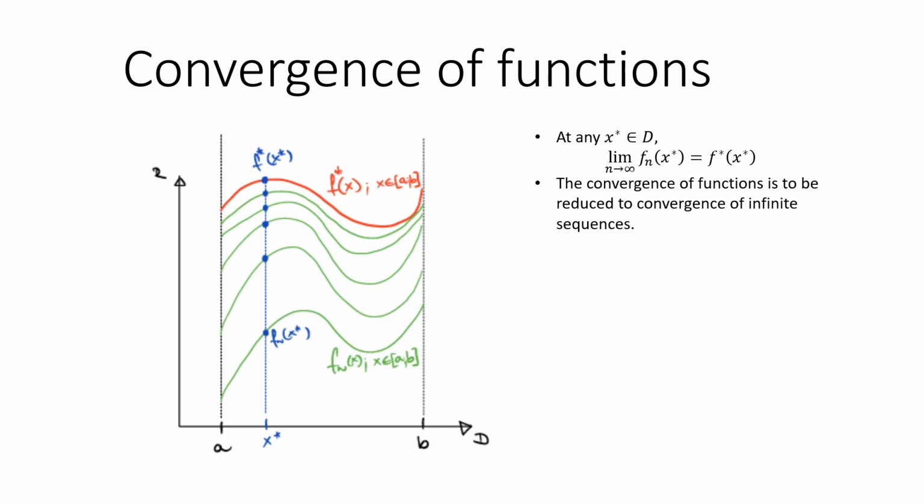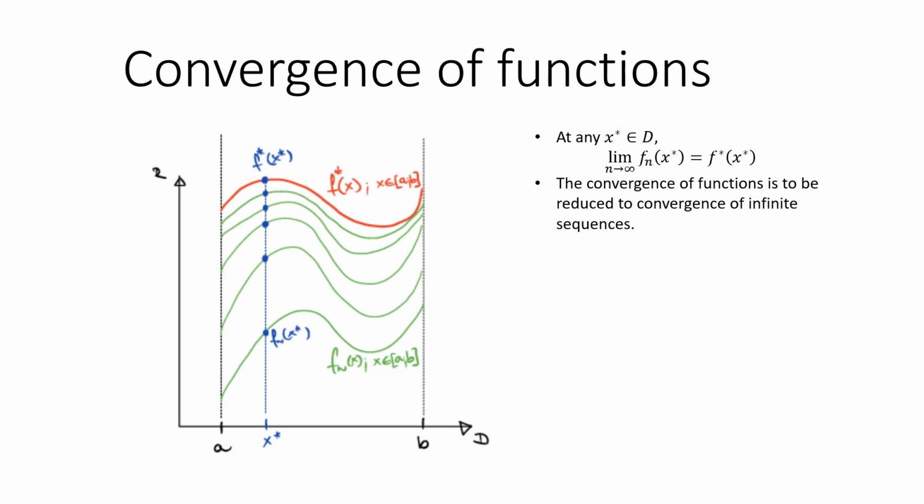Let's pick an arbitrary x from the domain. We can see that the series of approximations, each of the approximations, has a value over this arbitrarily picked x, and these approximating functions generate a series along the real line, a series of real numbers, towards the value of the limiting function over this picked x point.